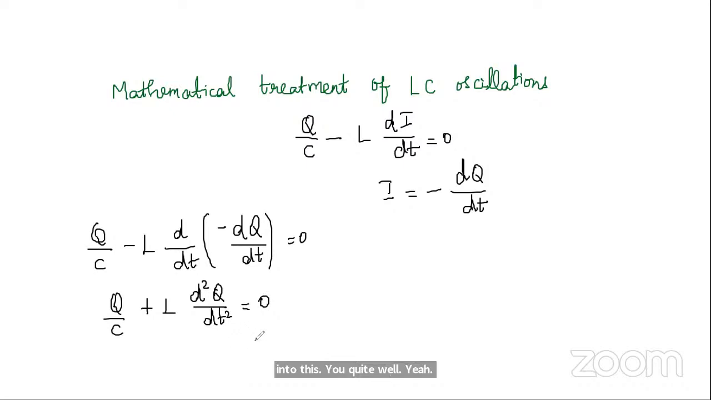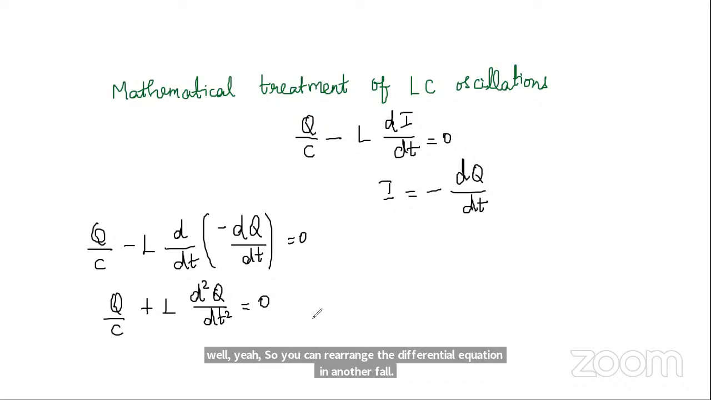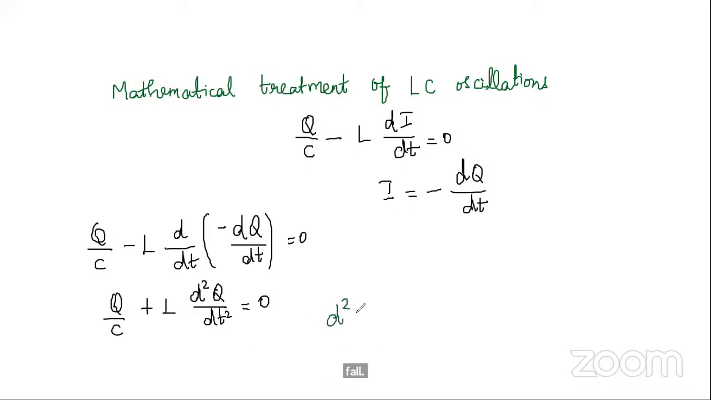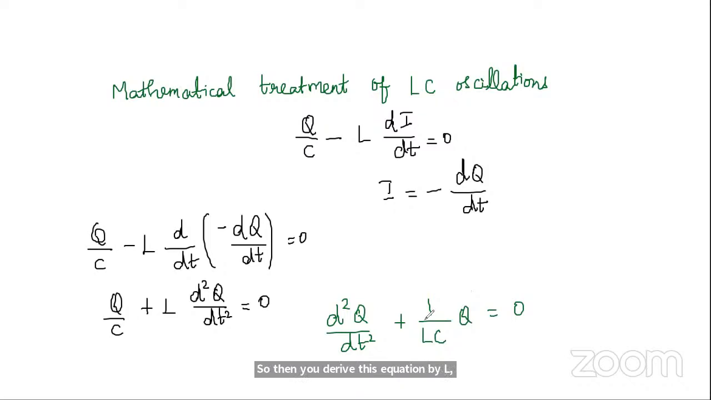So you can rearrange this differential equation in another form. After rearranging, you will be getting d squared Q by dt square plus 1 by LC into Q equal to 0. When you divide this equation by L, you will be getting like this: d squared Q by dt square plus 1 by LC into Q equal to 0.